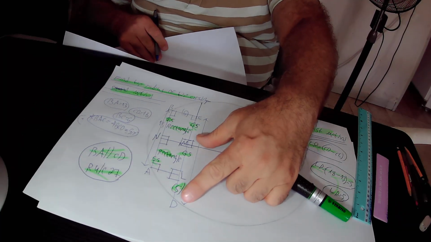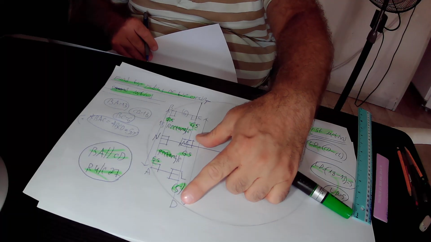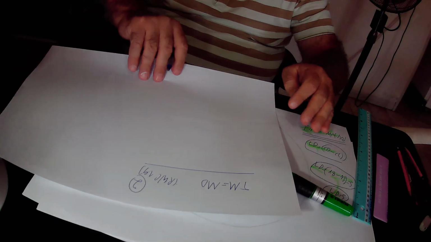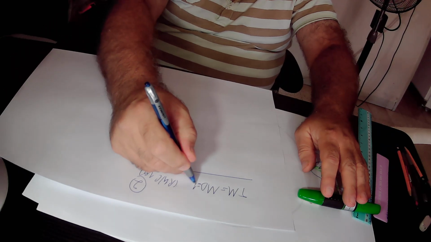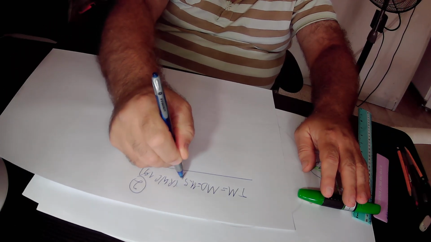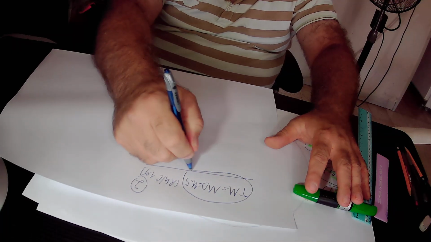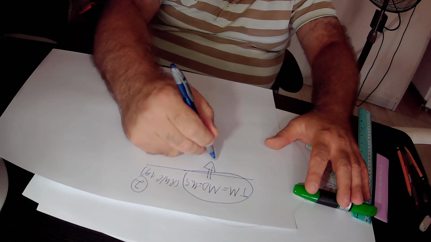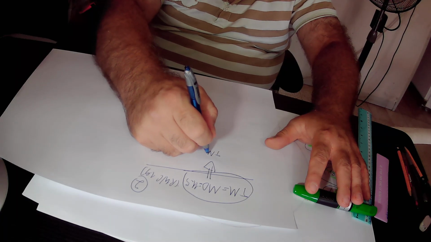MD in total equals 6.5 plus 5. This is 11.5. So we can argue that MD equals 11.5 units in its length. And from this equation, TM equals MD equals 11.5, we derive that TM is also equal to 11.5 units in its length.